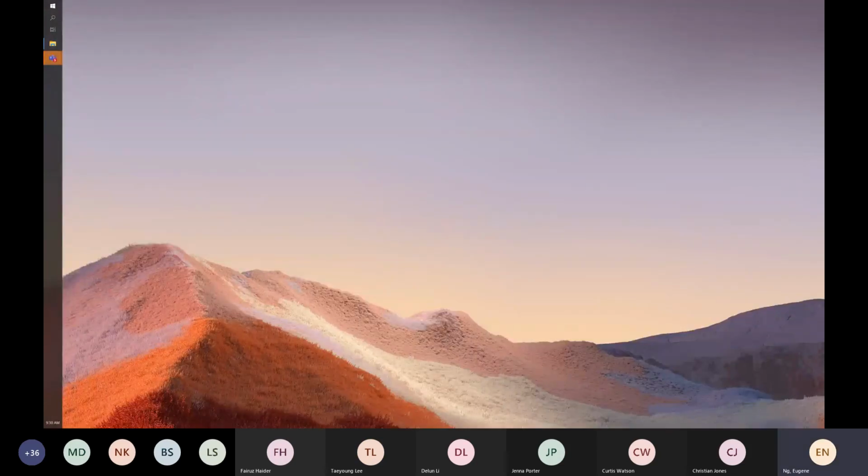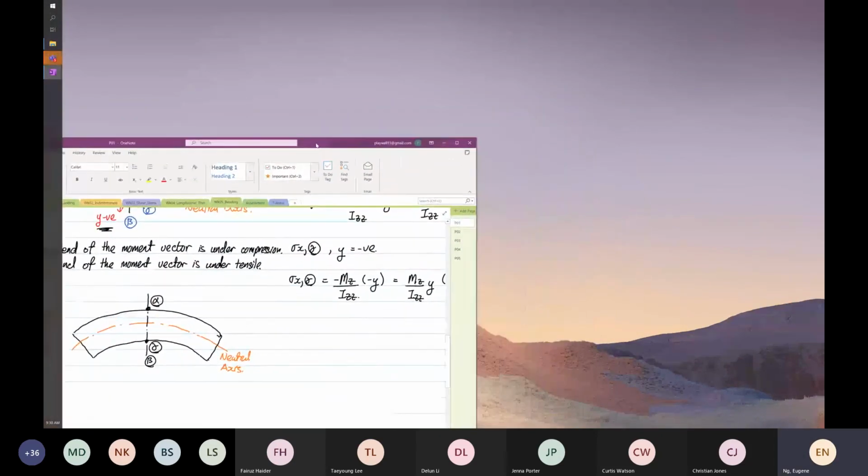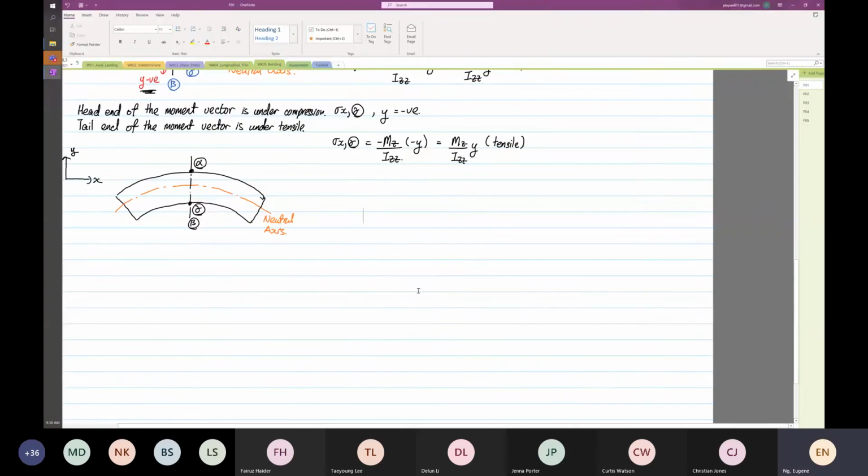Sorry, it crashed. My bad. It's coming back, don't worry. New window. I'm going to bring it back up for you guys to see. Okay, you can see clearly.